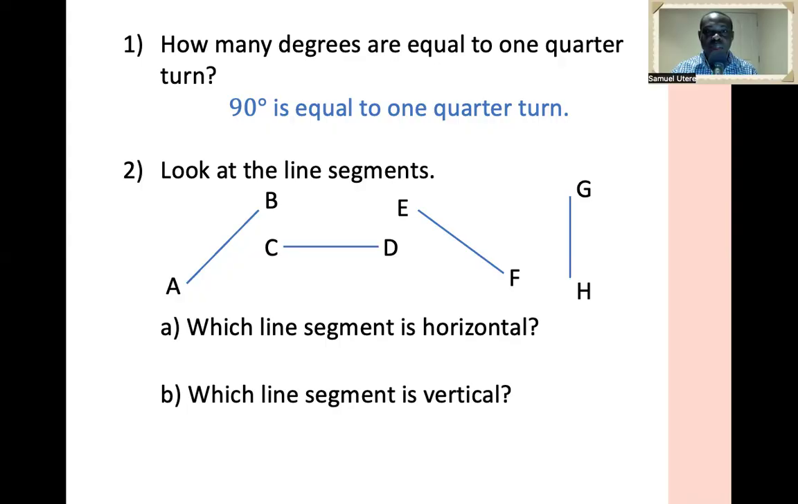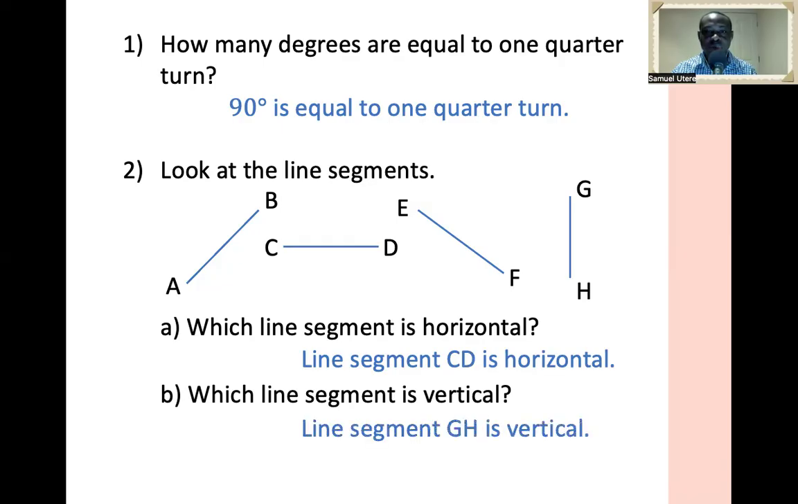A, which line segment is horizontal? The line segment that is horizontal is CD. Which line segment is vertical? For B, the line segment that is vertical is GH.